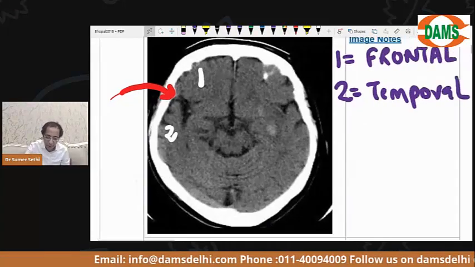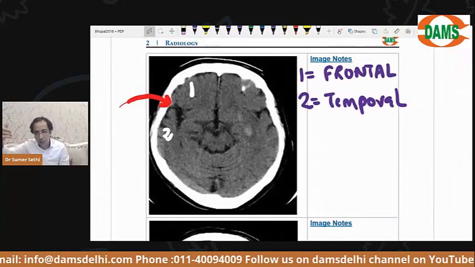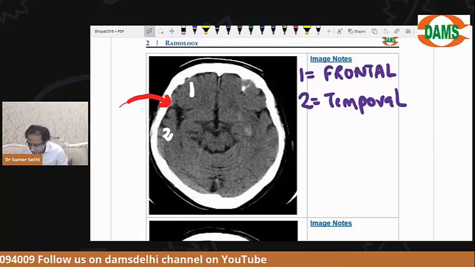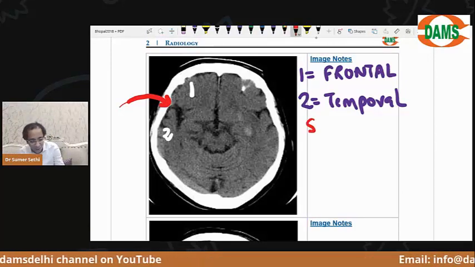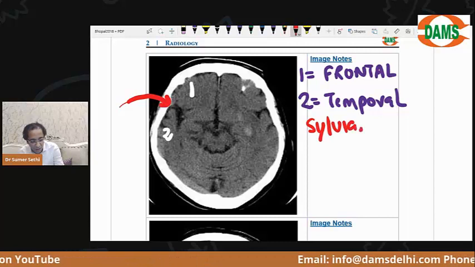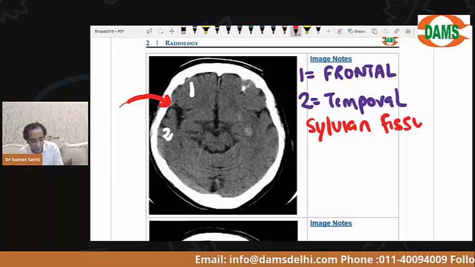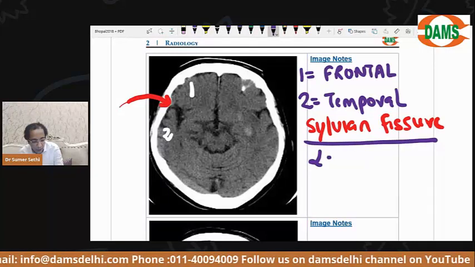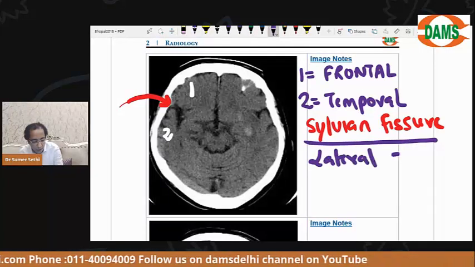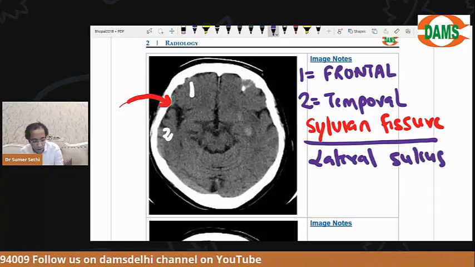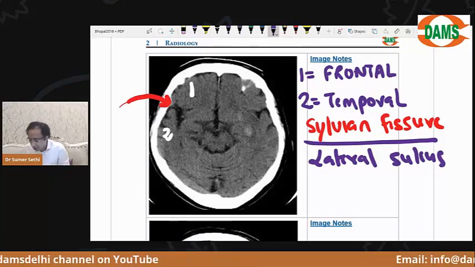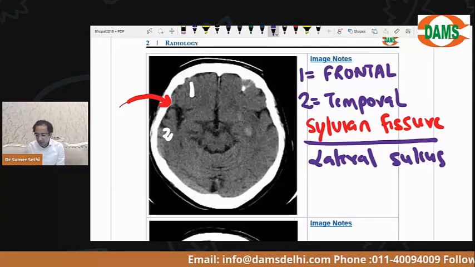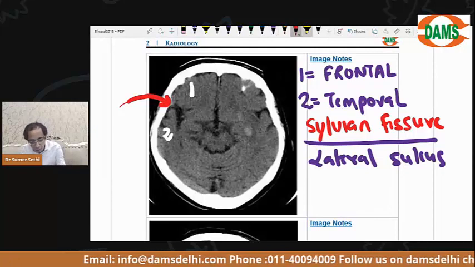What is this sulcus, in front of which is the frontal lobe and behind it the temporal lobe? I showed you with that augmented reality image also. What is this? That is your Sylvian fissure. Anything else you can call it? We can call it the lateral sulcus. You can call it the lateral sulcus or the Sylvian fissure. Everybody clear?